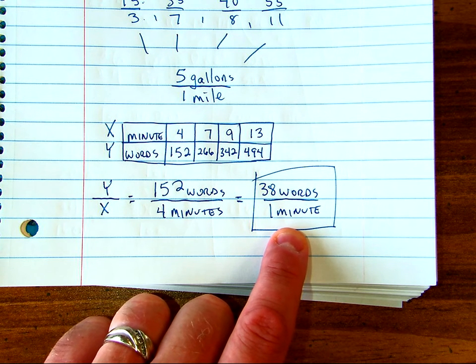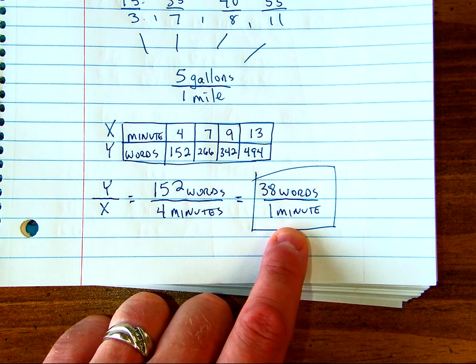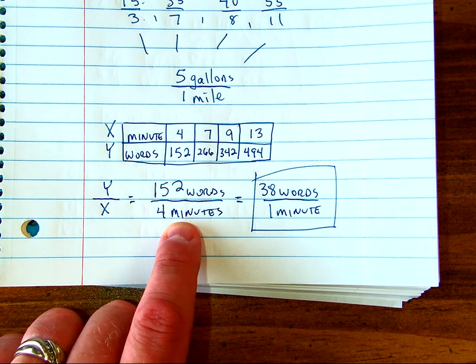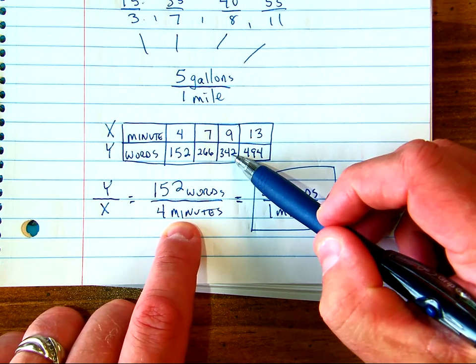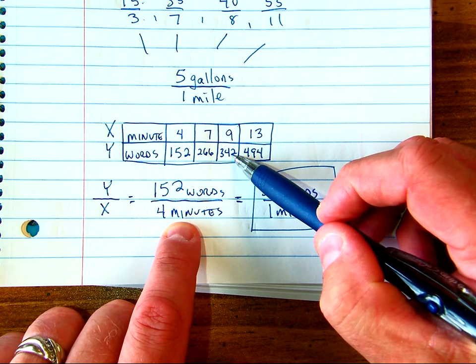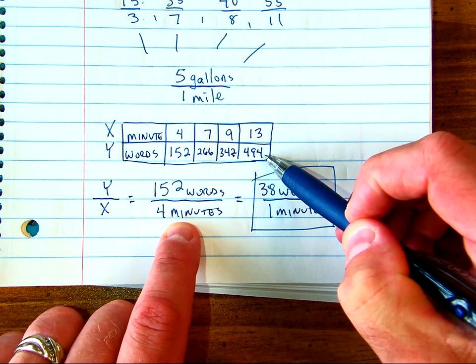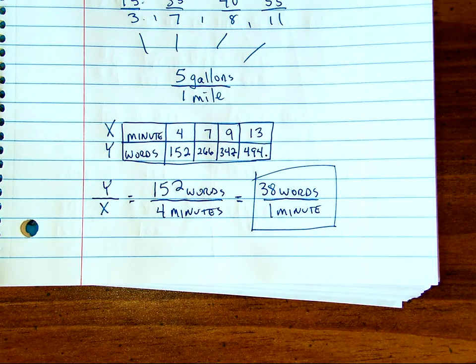Did anybody choose a different ratio? Everybody chose 152 over 4? Nobody chose 266 over 7? Oh, okay. And what did you get for your answer? 38 words per minute. I used this one. And guess what I got for my answer? 38 words per minute. And guess what your answer would be if you chose this ratio? 38 words per minute. Okay? Any questions? No questions.